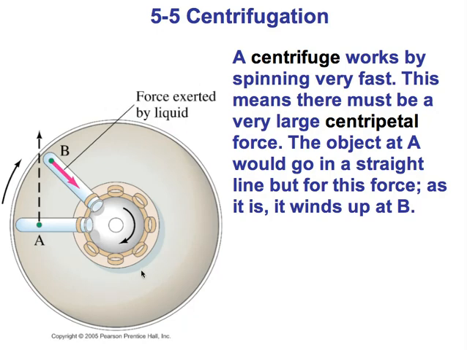Final thing in the lecture for today. A centrifuge is a device that works by spinning objects very fast and provides a large centripetal force. Centrifuges are how you can get blood plasma out of blood and all sorts of different things. So anyway, there are some problems in your homework about centrifuges that are kind of interesting.